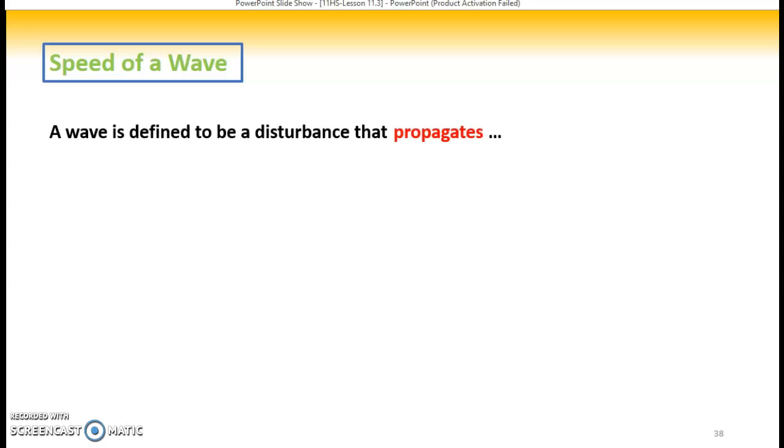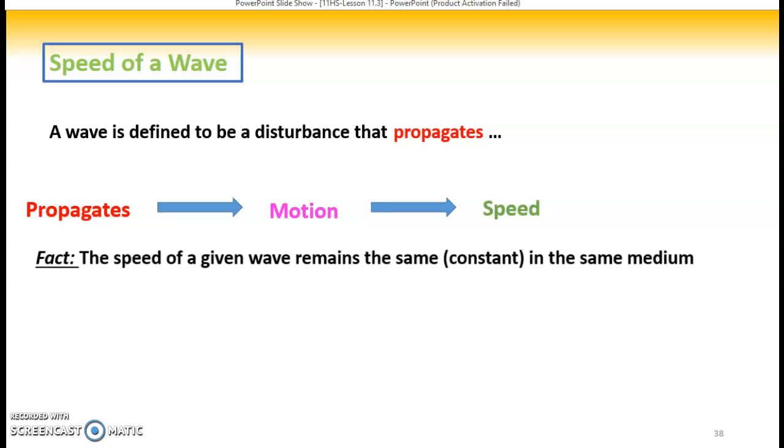Speed of a wave. A wave is defined to be a disturbance that propagates. And propagates means there is motion. And whenever we talk about motion, this means that there is speed. The fact is that the speed of a given wave remains the same, constant, in the same medium. That's why we can use the following formula to calculate the speed of a wave in a certain medium.